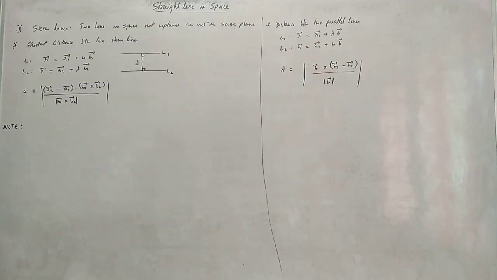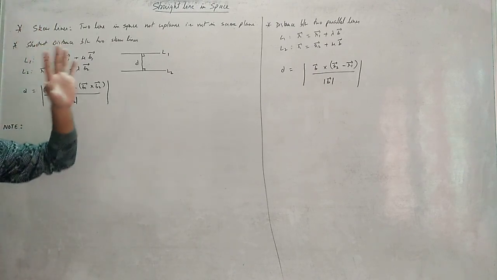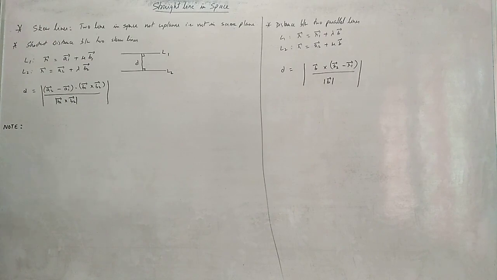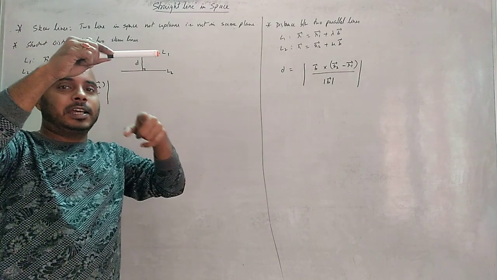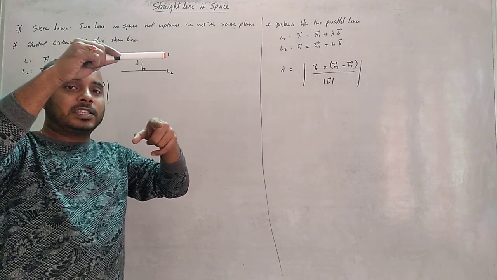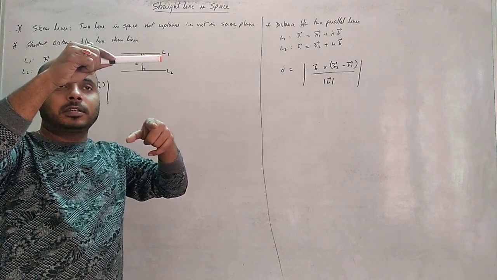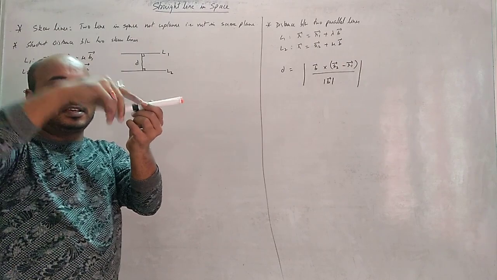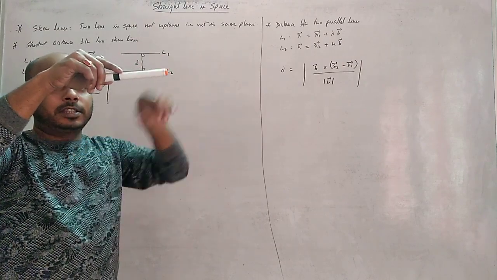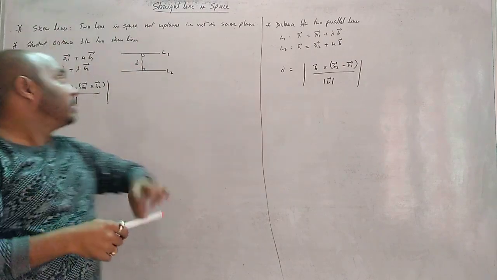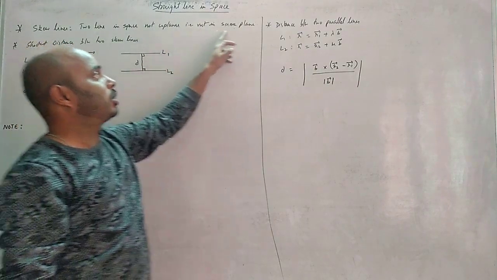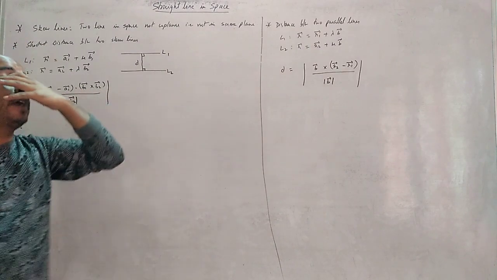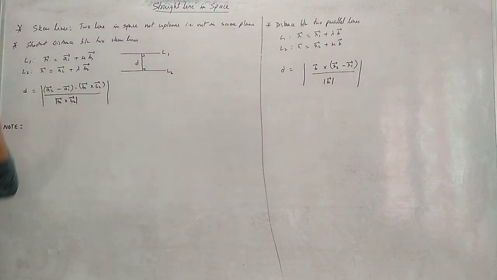Okay, class, the next point is, first you need to understand what are skew lines. Skew lines मतलब क्या होता है? Two lines in space. For example, this is one line and this is another line. They are in space, but these two lines are not in the same plane. This line is in this plane and this line is in this plane. They cannot be in the same plane. Those are called skew lines. Two lines in space, not coplanar. That is, not in the same plane. So we need to find the distance between these two skew lines.